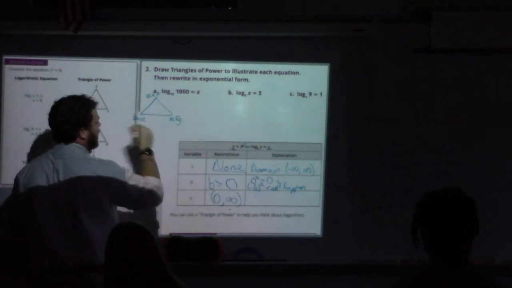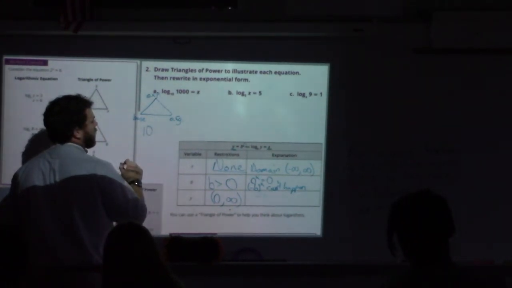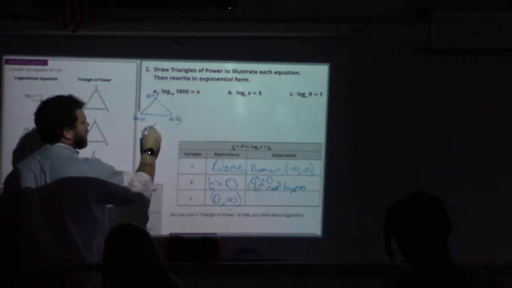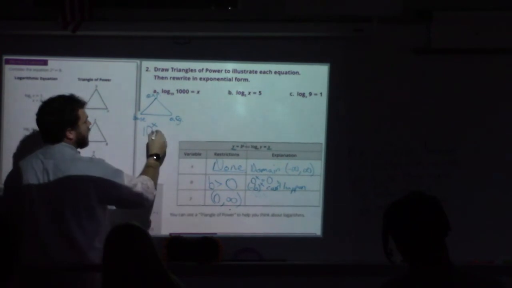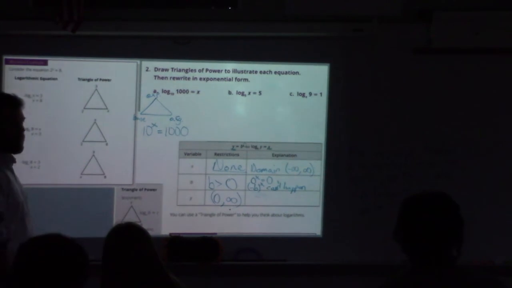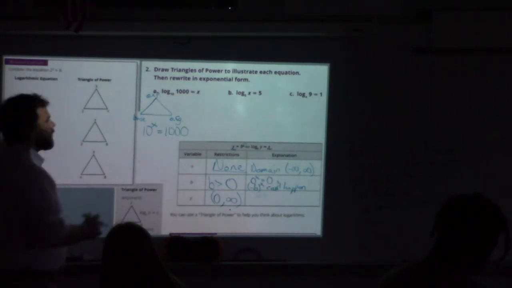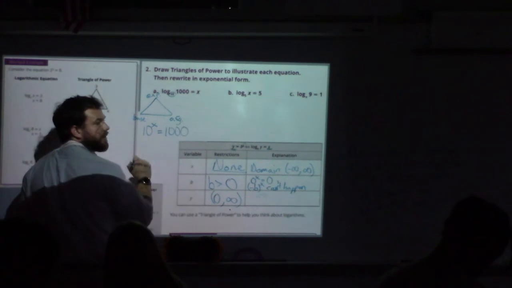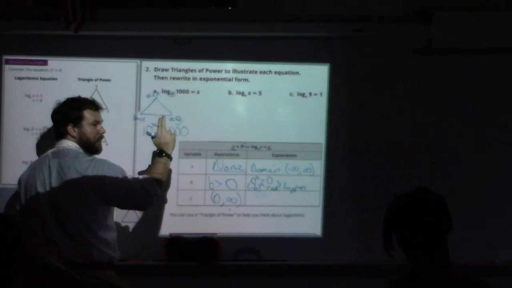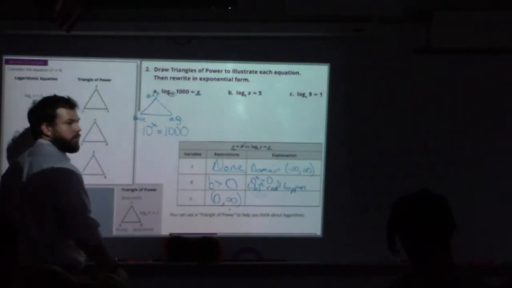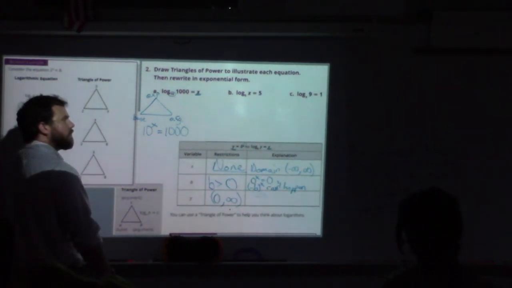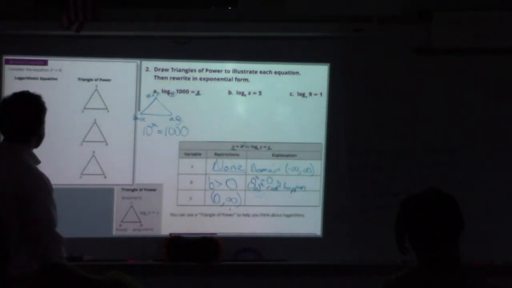So then the base is 10. The argument is 1,000, and see, this is why I don't like it. What's the exponent on the 10? x equals the argument of 1,000. Remember, the base of the exponential expression and the base of the logarithm are the same. Yeah, but this is my exponent. I'm assuming they change the numbers and variables, that's what I was asking. Yeah, like the triangle of power, they put the x at the top.